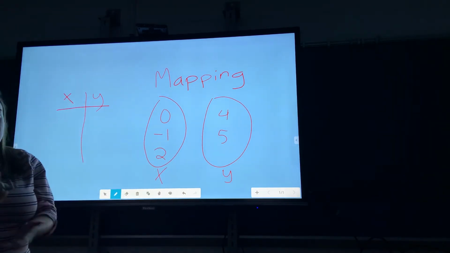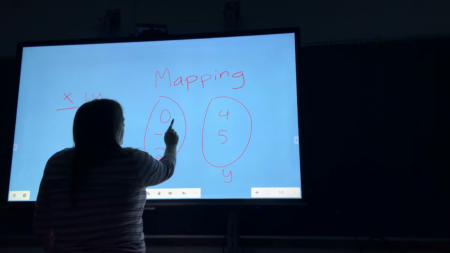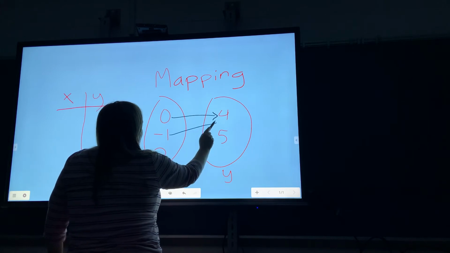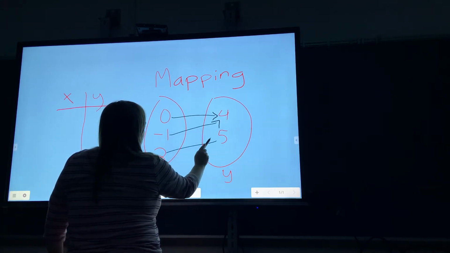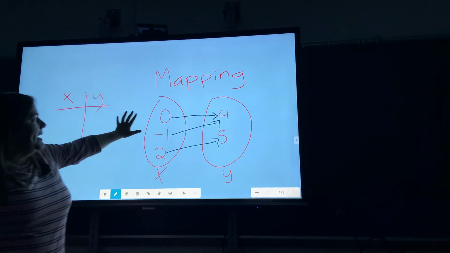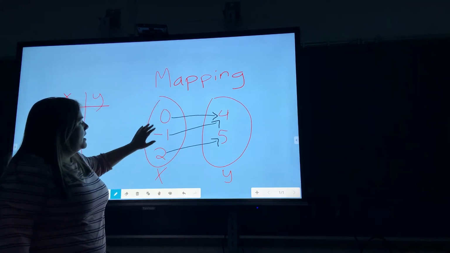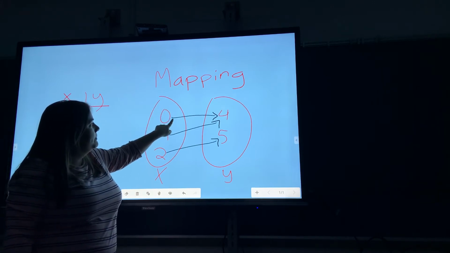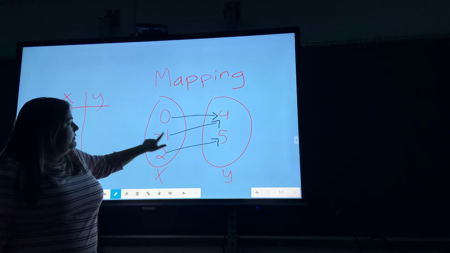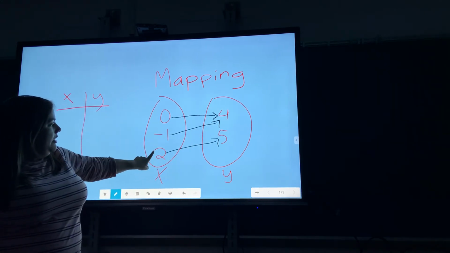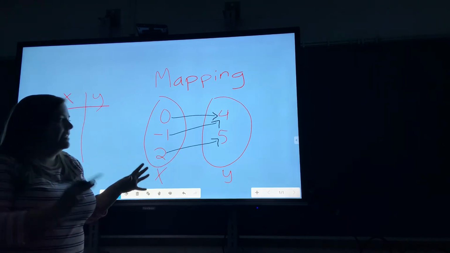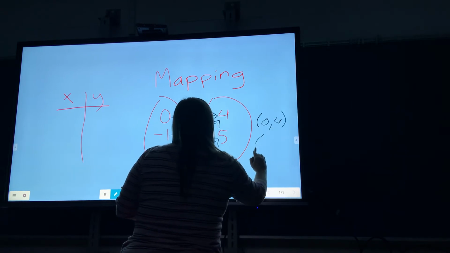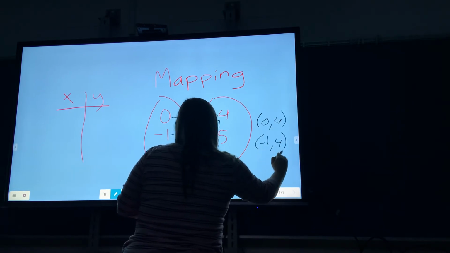This one is represented by arrows. So from my 0, I'm going to draw an arrow, and another, and another. Okay, again, we're paying attention just to our x's. So 0, the arrow only comes out of 0 one time. The arrow only comes out of -1 one time. The arrow only comes out of 2 one time. If I were to write these as coordinate points, we have (0, 4), (-1, 4), and (2, 5).